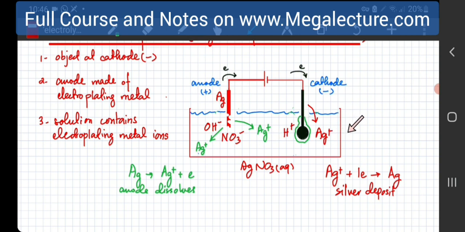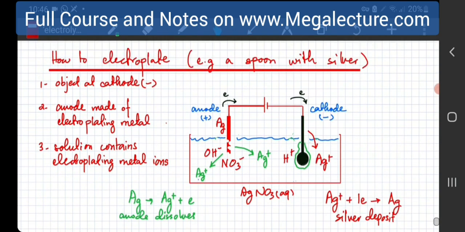And the same silver ions are getting attracted to the negative cathode, where they're gaining electrons back from the battery and turning into silver. So the silver over here will slowly start coating the spoon, and silver will start depositing. So just remember the three rules for electroplating.